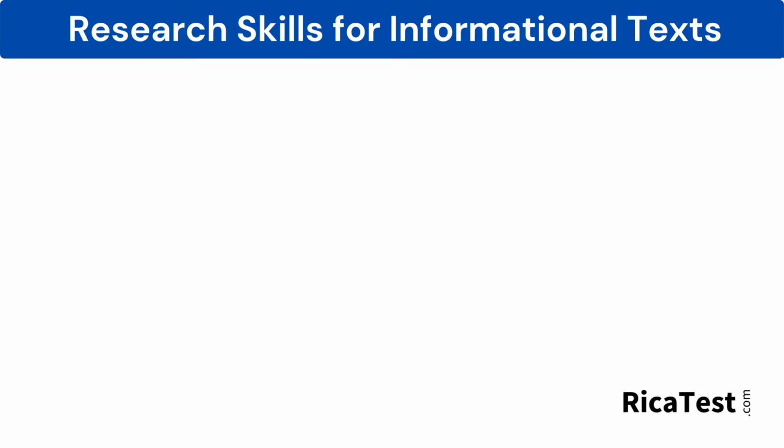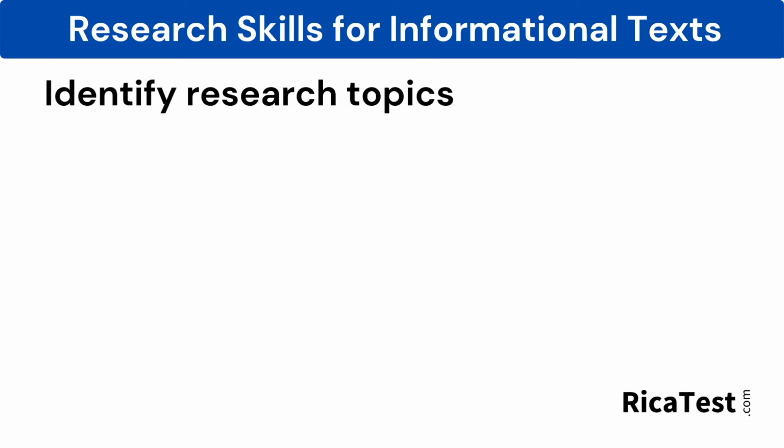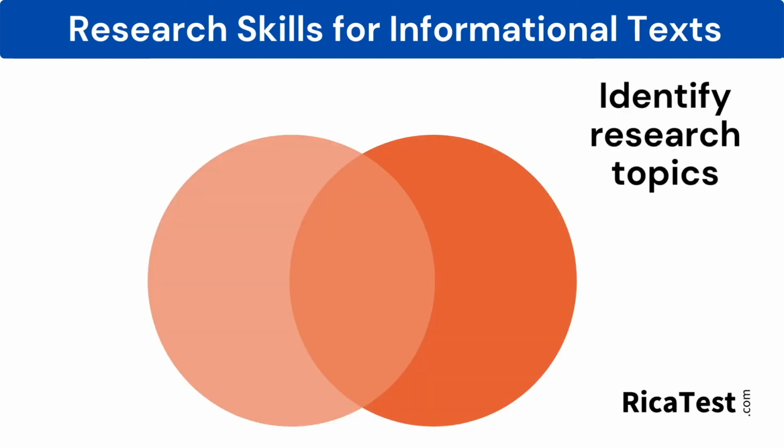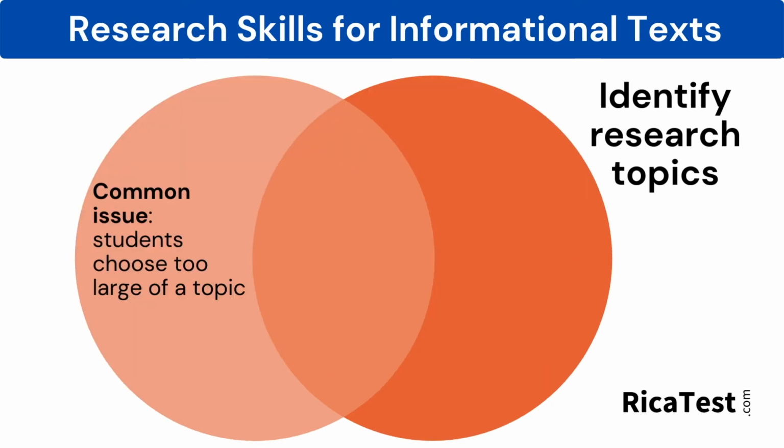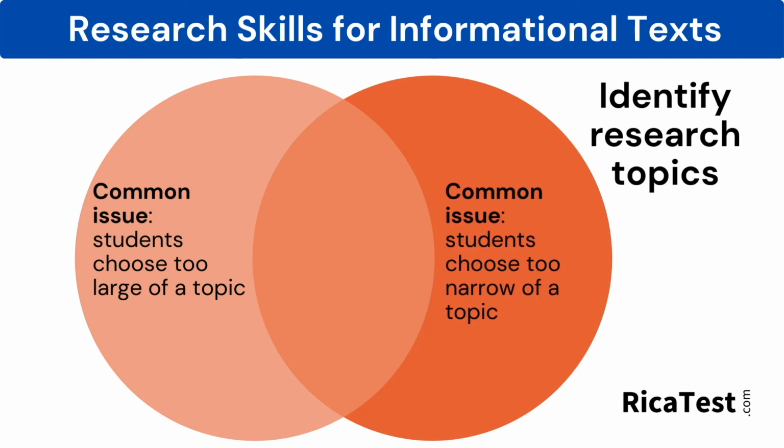Building from study skills are teaching students reading skills. And the first here is how to identify research topics. As students learn to choose topics, common issues teachers face happens to be first, the students choose too large a topic. They might say, I want to research soccer, but we know that's just too big of a topic.